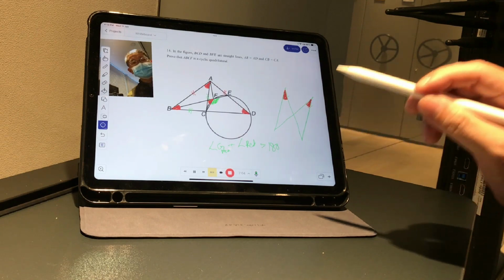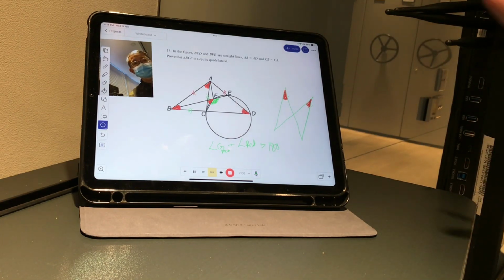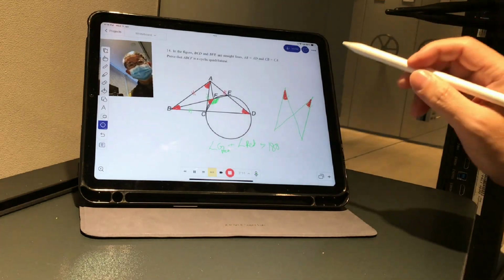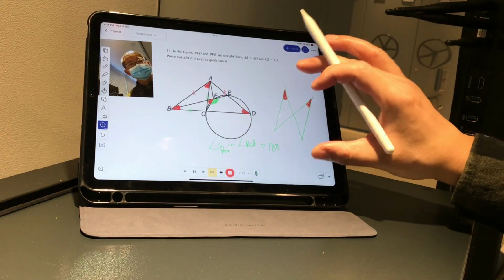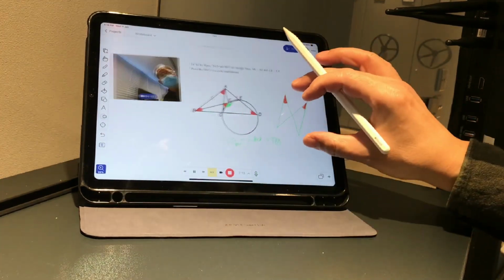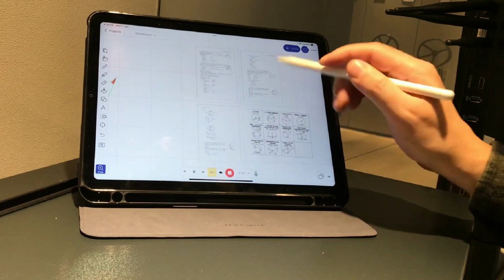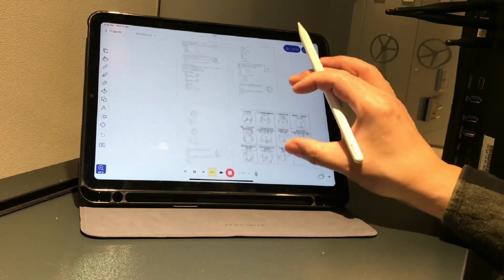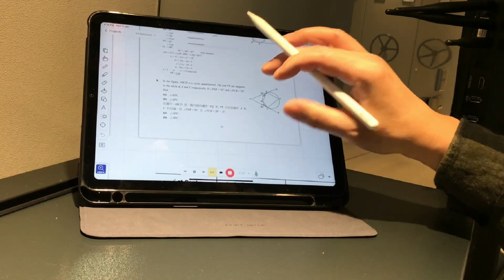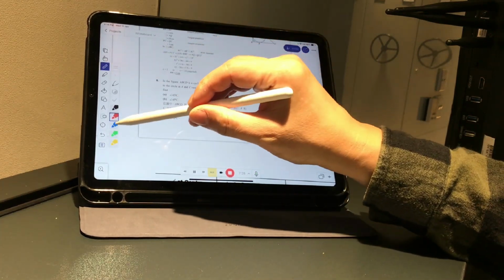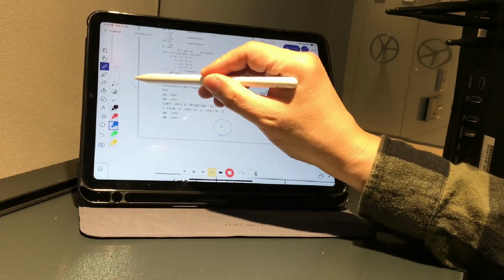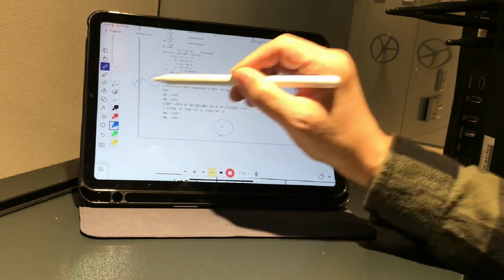And now I want you to do some exercise to reinforce your knowledge about cyclic quadrilaterals. So when you go back home for your homework, please do the exercise. You have this PDF already. So you just go to page 33, this is homework, and finish question number 8.